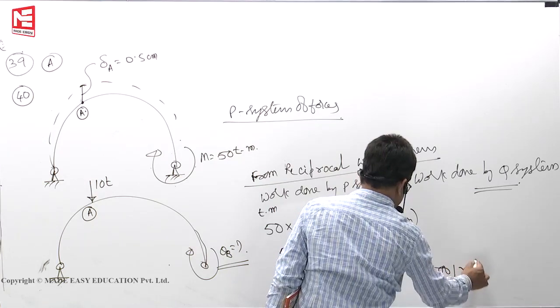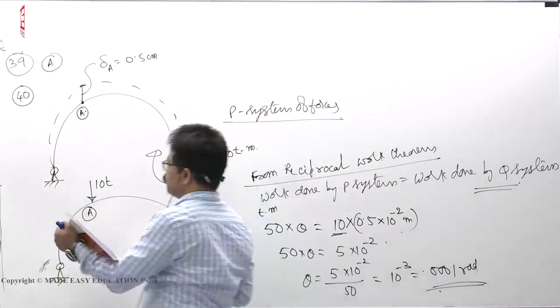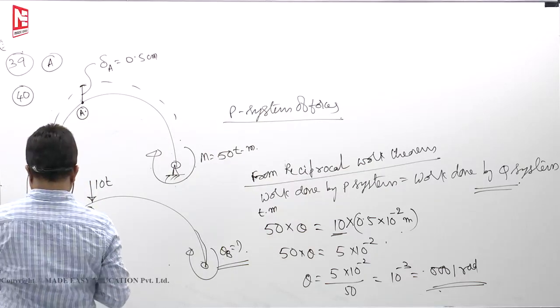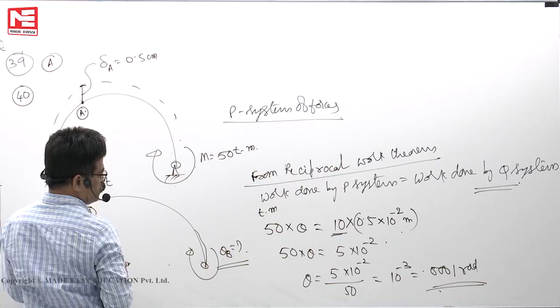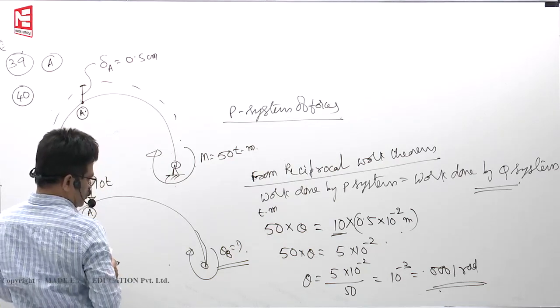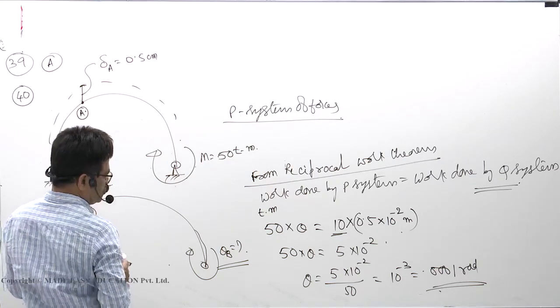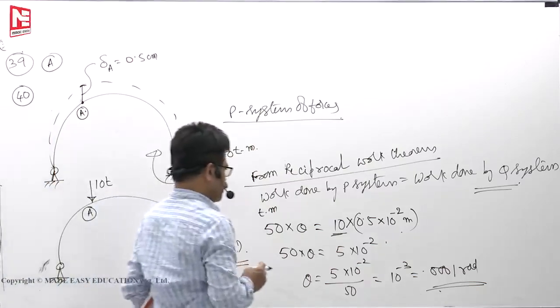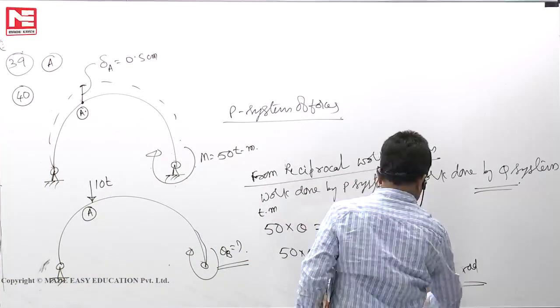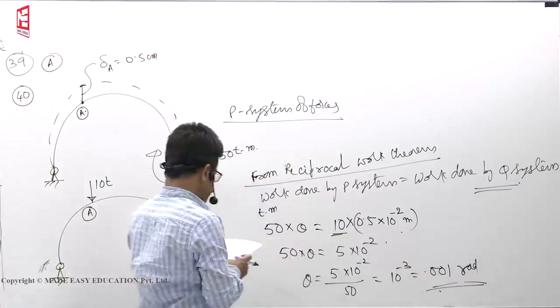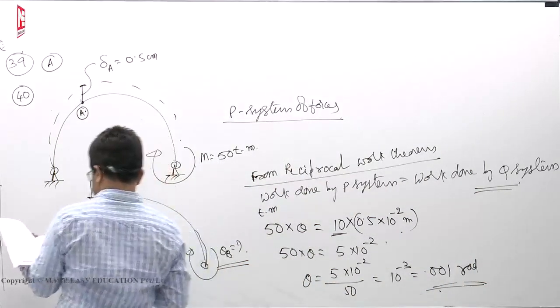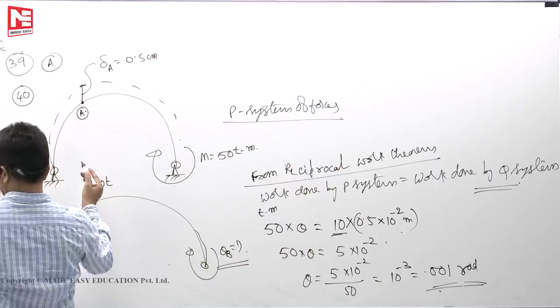So cancels out, 10 to the power of minus 3, 0.001 radian. So 0.001 radian means 1 into 10 to the power of minus 3, which is 0.001 radian. So 0.001 radian means B is the option. Question number 40.